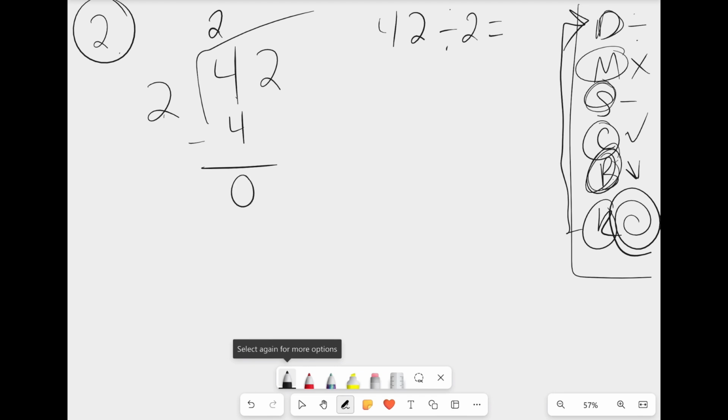After we subtract, we're going to check. What are we checking? If 0 is less than 2. And is it? Yes, it is. So that means that we can now bring down. Now we're going to repeat, which means we go all the way back to the beginning.